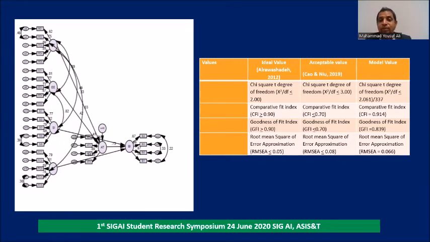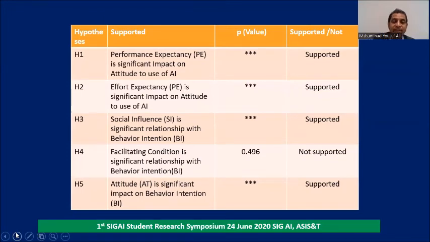So the new values are: chi-square is 2.061 with the degree of freedom of 337. CFI is greater than 0.9, and we have 0.914 as per the ideal values. Goodness of fit is also a very good value, 0.839, and we received the RMSEA value, root mean square error of approximation, of 0.066.